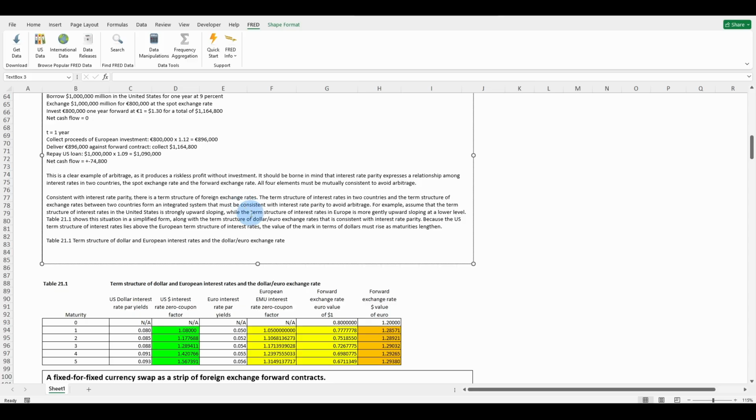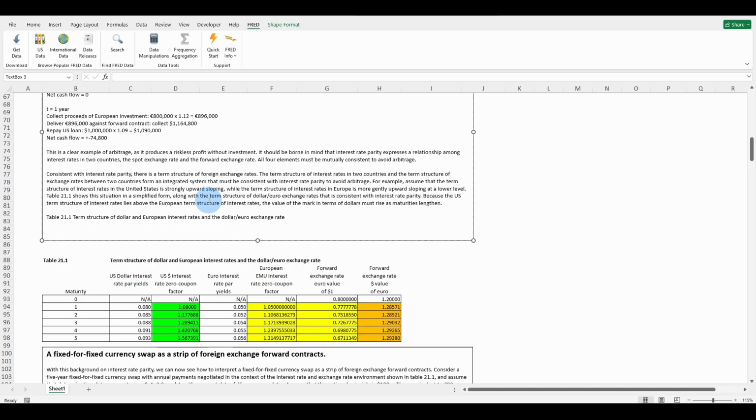For example, assume that the term structure of interest rates in the U.S. is strongly upward sloping, while the term structure of interest rates in Europe is more gently upward sloping at a lower level. Table 21.1 shows the situation in a simplified form along with the term structure of dollar-euro exchange rates that is consistent with interest rate parity. Because the U.S. term structure of interest rates lies above the European term structure of interest rates, the value of the mark in terms of dollars must rise as maturities lengthen.